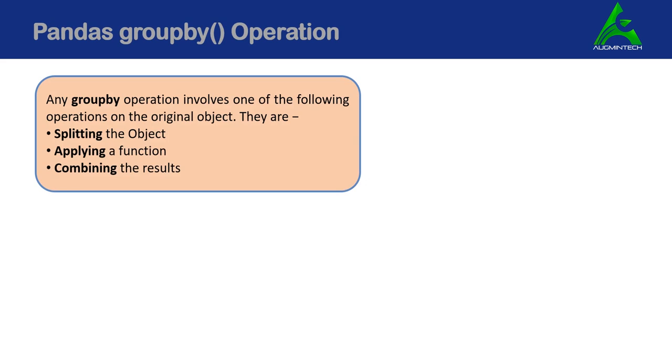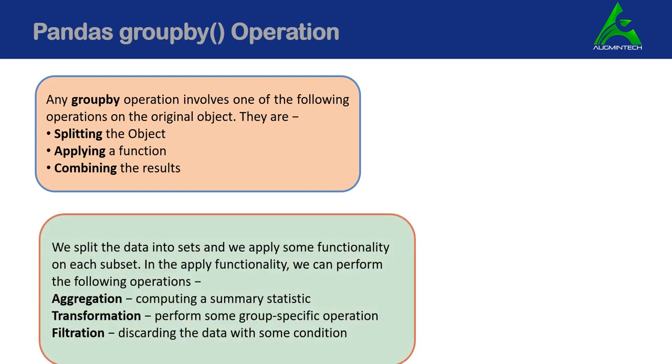Let's get started with Pandas group by operation. Any group by operation involves one of the following operations on the original object. We can split the object, apply a function, and then combine the results. We split the data into sets and we apply some functionality on each of the subsets. In the apply functionality, we can perform operations like aggregation, where we compute a summary statistic. Then in transformation, we perform some group specific operations, and in filtration, we can discard the data by specifying some condition.